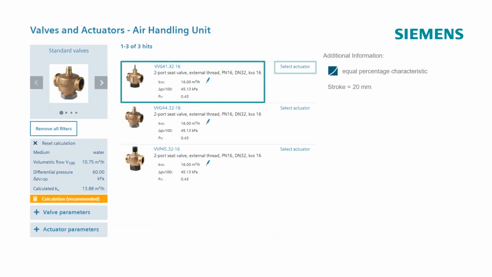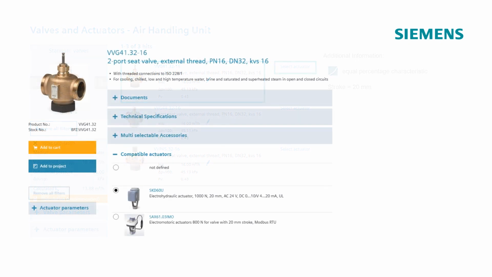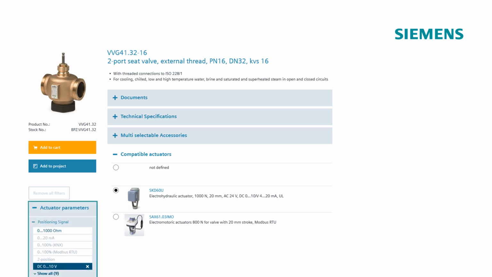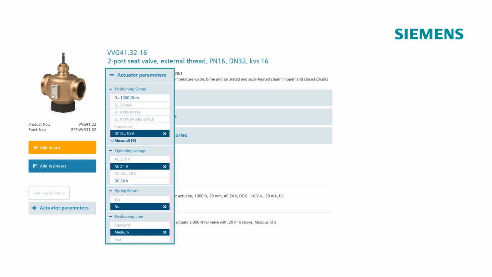Now, select the appropriate actuator for this valve. Here, a select list of suitable actuators is also provided. Now the desired parameters for the actuator must be provided, such as positioning signal, 0 to 10 volt, operating voltage, 24 volts, positioning time, medium, that means 30 seconds, and so on.